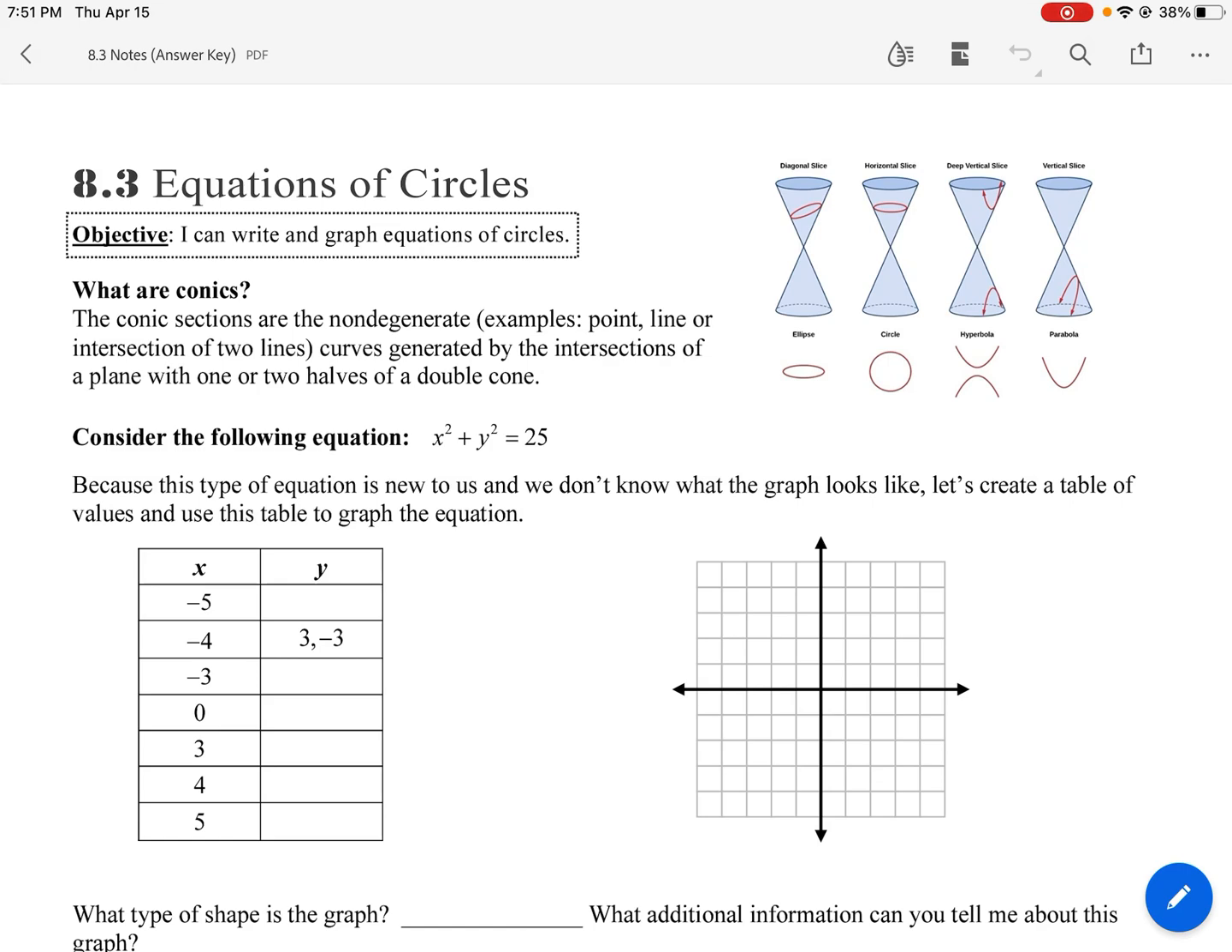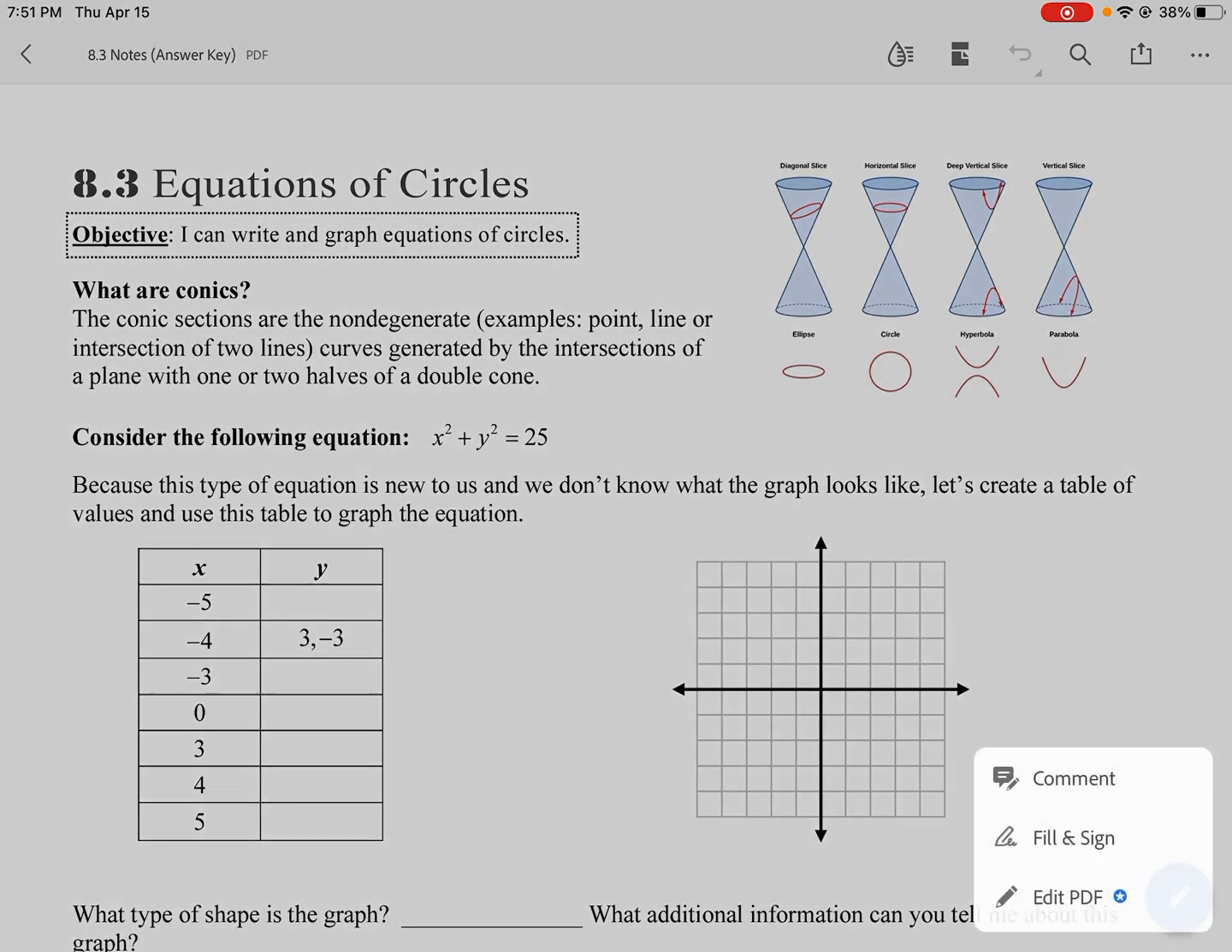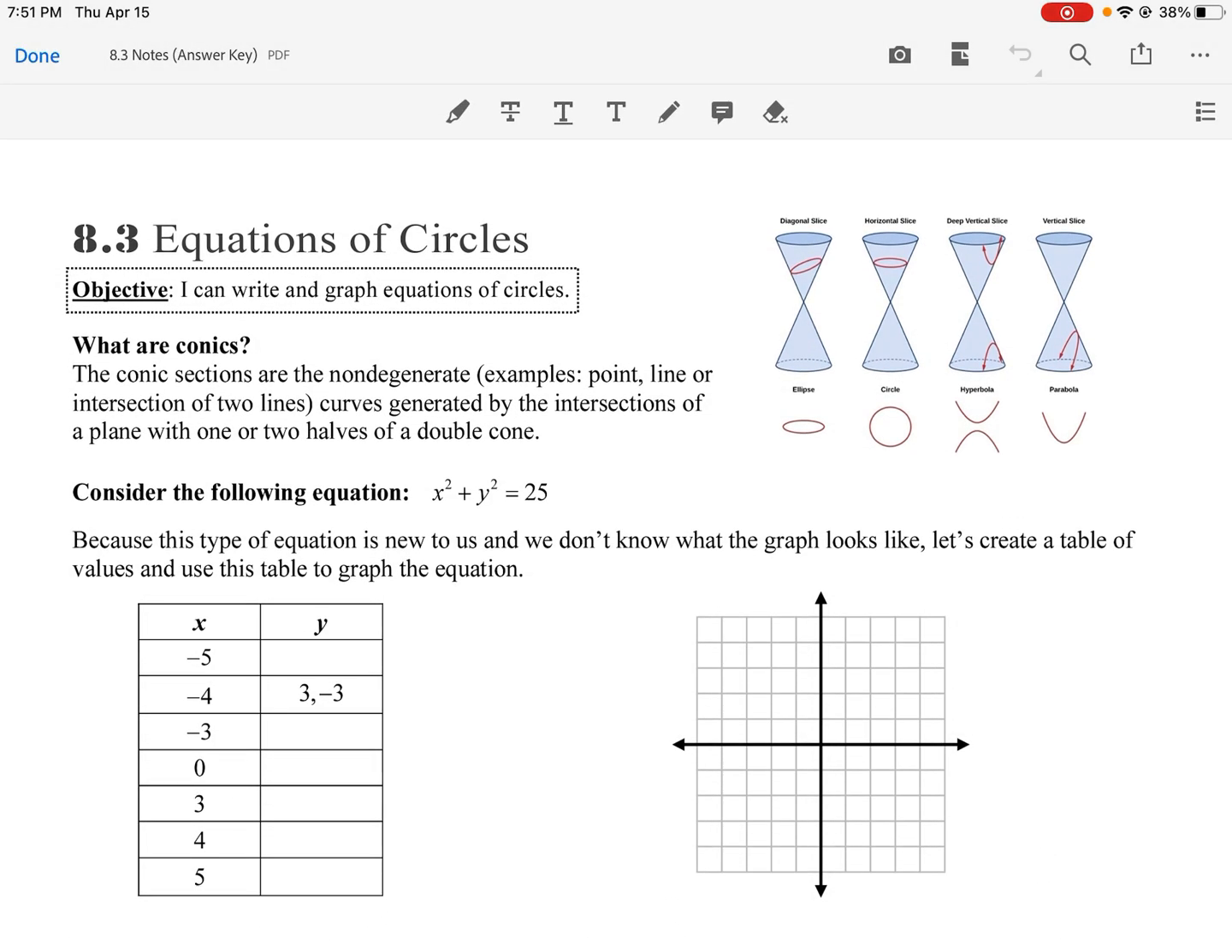So you'll see over here on the right, we get some different shapes, right? Depending on the way we have that plane, that piece of paper, cut the cone, we get an ellipse, a circle, a hyperbola, or a parabola. You should recognize the parabola. We've studied that this year. That's a quadratic. But the circle is the one we get to talk about today. So let's go ahead and take a look.